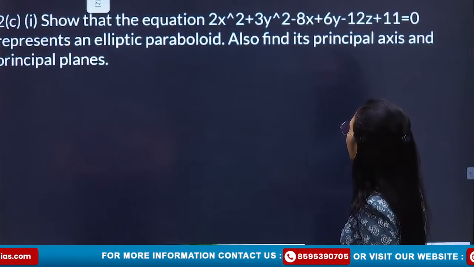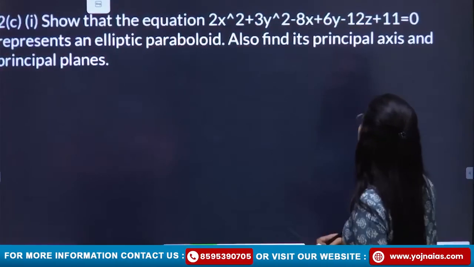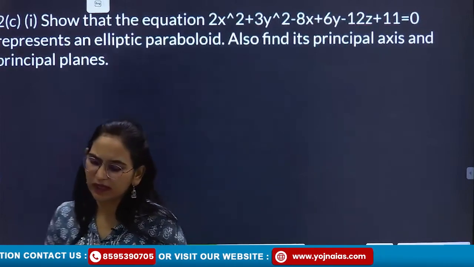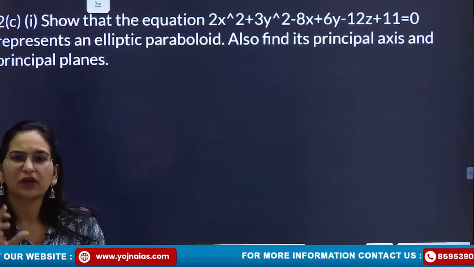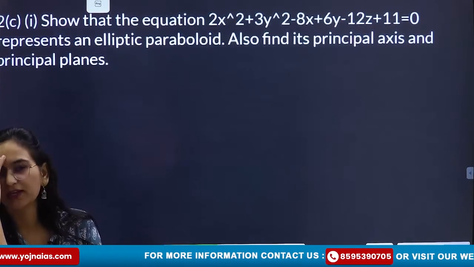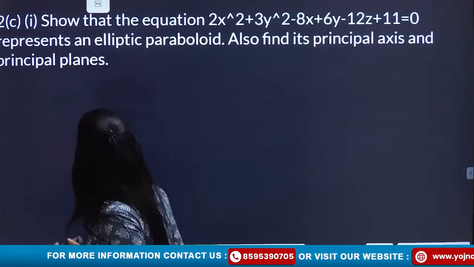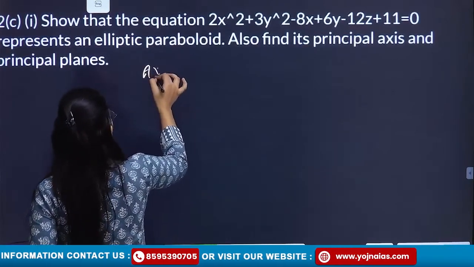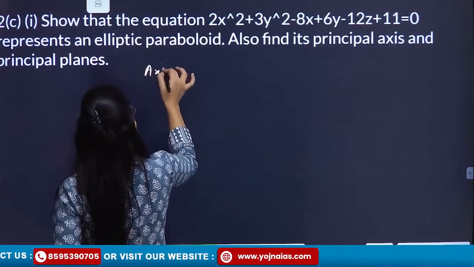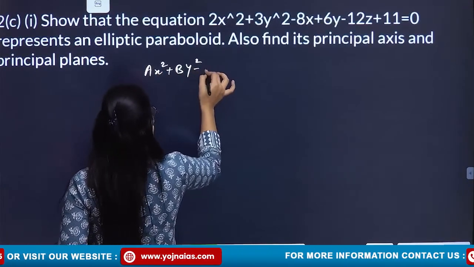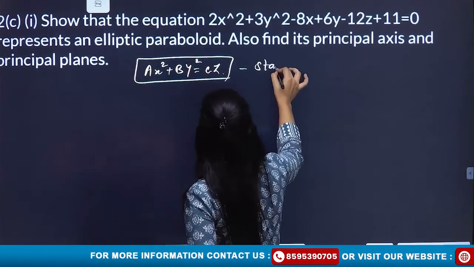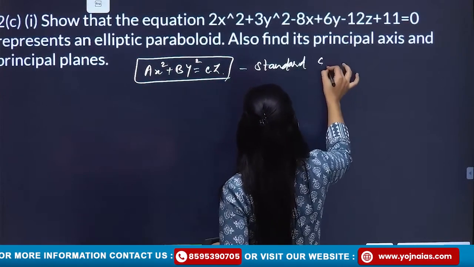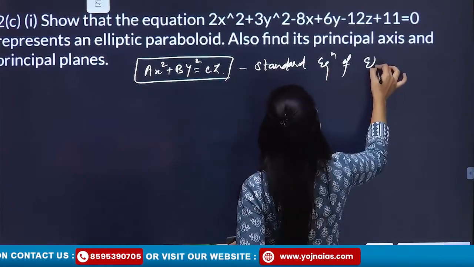Then show that the equation represents an elliptical paraboloid. Also find its principal axis and principal plane. If it is an elliptical paraboloid, then what is the definition? What is the standard equation of an elliptical paraboloid? Ax square. The standard elliptic.